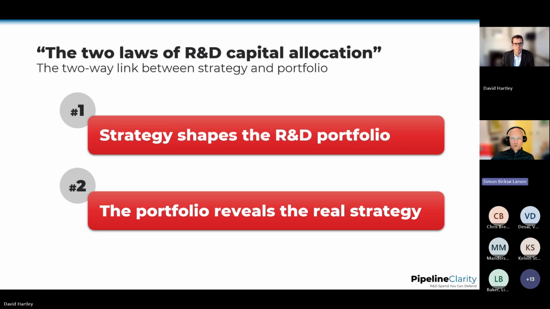So we have what we call our 2 laws of R&D capital allocation. The first one is that strategy shapes the R&D portfolio, or it should shape the R&D portfolio, so that the direction of travel is from the strategy into shaping the R&D portfolio. But on the other hand, you can at any time look at a company's pipeline and infer what is actually the de facto strategy that company is operating under today. So that's what we call the 2 laws of R&D capital allocation.